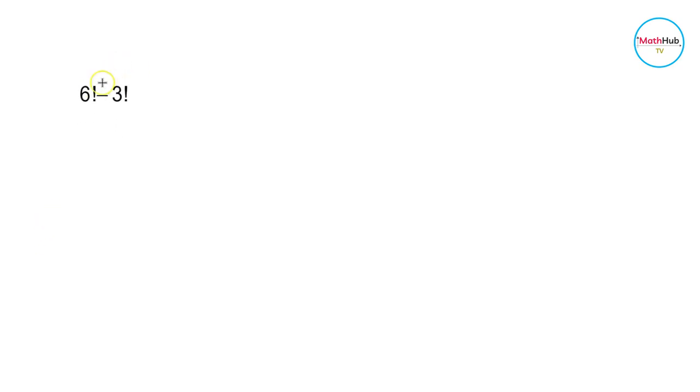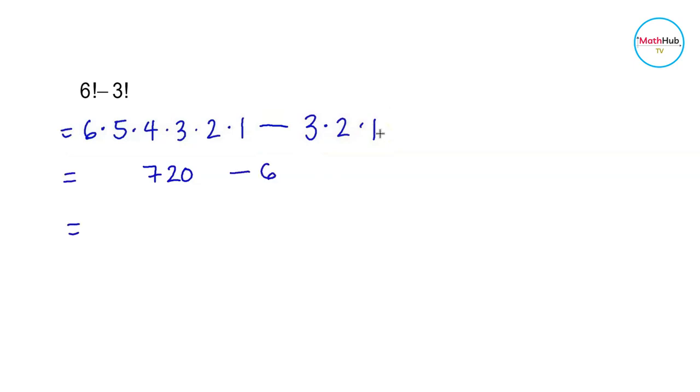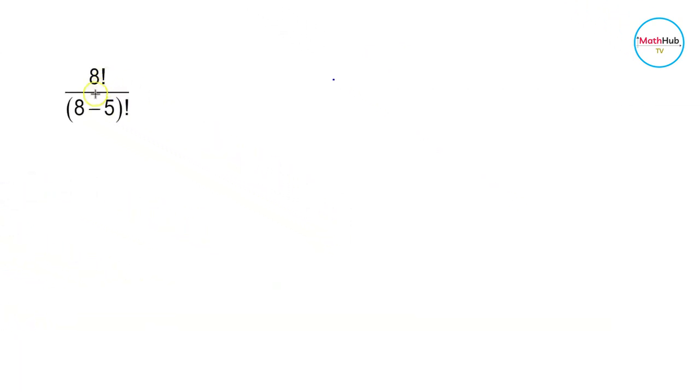Next, let us subtract 6 factorial and 3 factorial. To do that, we will first evaluate 6 factorial. 6 factorial is equal to 6 times 5 times 4 times 3 times 2 times 1. Minus 3 factorial is just 3 times 2 times 1. Multiplying this, that is equal to 720. 3 times 2 times 1 is equal to 6. 720 minus 6 is 714. And for the next expression here, we have 8 factorial divided by (8 minus 5) factorial.